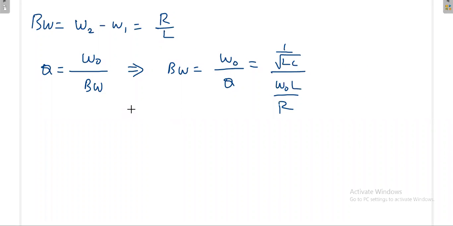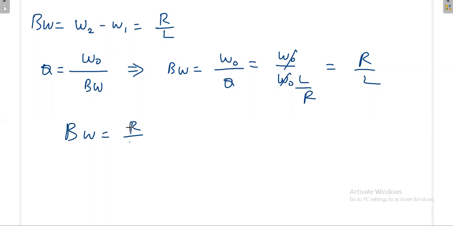We are getting the correct answer, we get the bandwidth as R by L. So here, this is omega naught. Q is equal to omega naught L by R, and omega naught cancels, giving R by L. So the bandwidth in a series RLC circuit is always R by L.